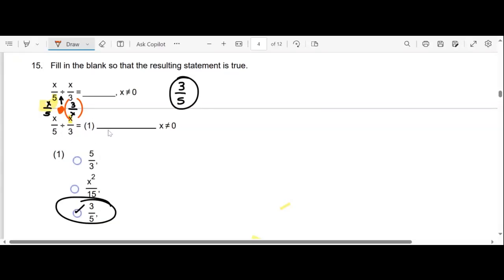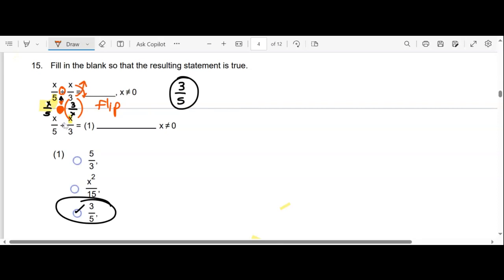Fill in the blank so that the resulting statement is true. X over 5 divided by x over 3. So I have division here. I have to change the division to what? Multiplication. So I have to flip. You have to flip this. This becomes the bottom and this becomes the top.